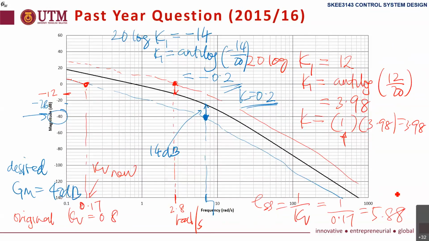But if we increase the magnitude here, Kv will increase and the error will reduce. So that means there is a relationship between error and the magnitude. And we call this the magnitude at low frequency, because the one which is important is at low frequency, at this region.